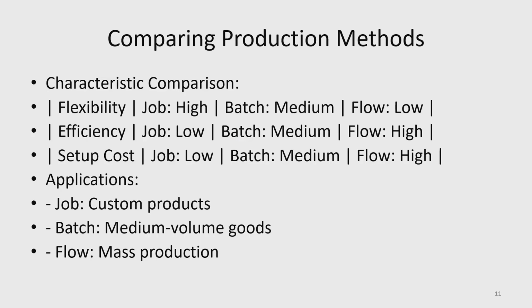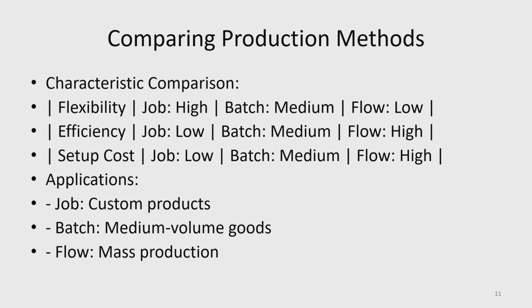Now let us compare these production methods, putting everything together. From a flexibility point of view, job production provides high flexibility, batch production medium flexibility, and flow production provides low flexibility. Efficiency in job production is low, batch production medium, flow production high. Setup cost in job production is very low, batch production medium, flow production high. So batch is medium.